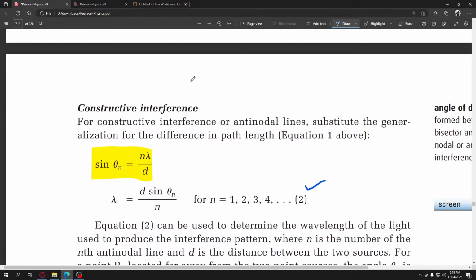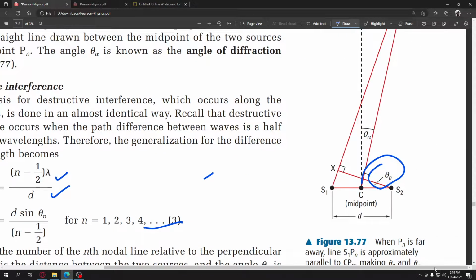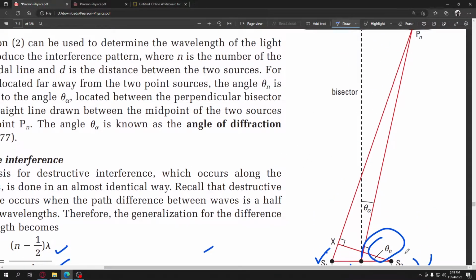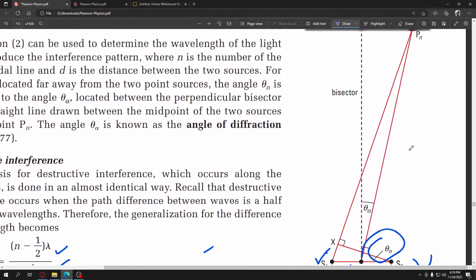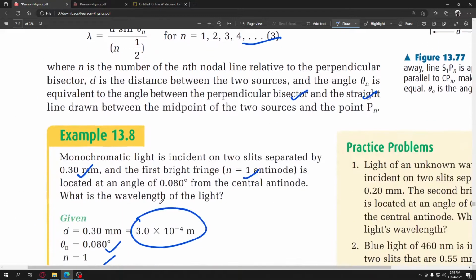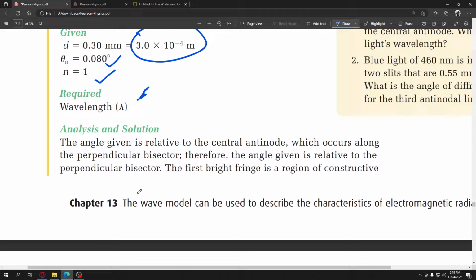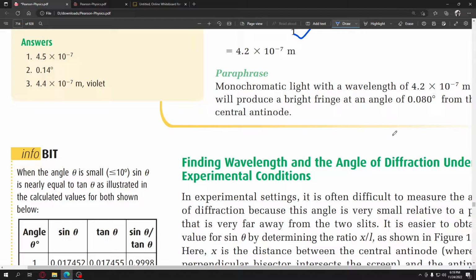So from Young's double slit experiment you have to learn that theta n is this theta. Alright? This angle from the midpoint of the two sources, the perpendicular bisector to the point, is theta n, also known as the angle relative to the central antinode, also called the angle occurring at the perpendicular bisector. Alright? So that's the same thing.